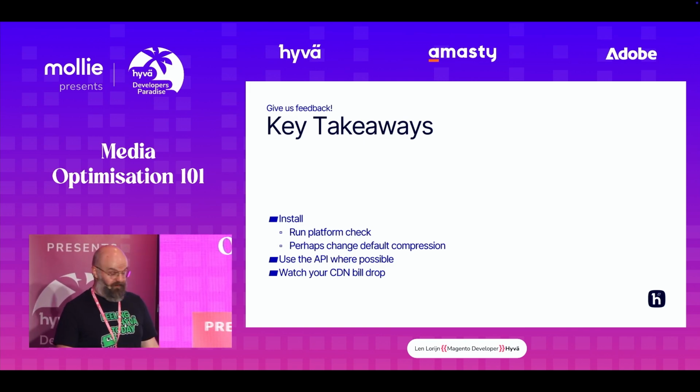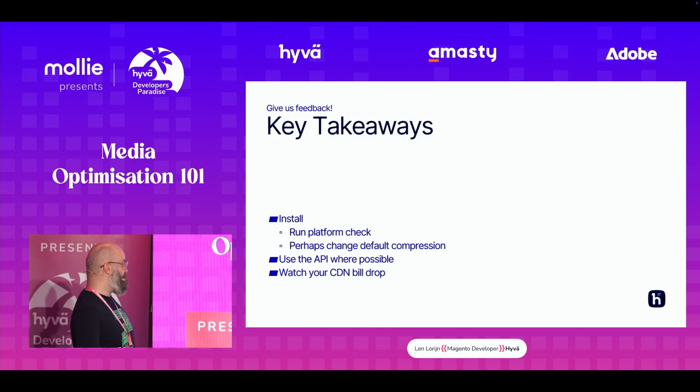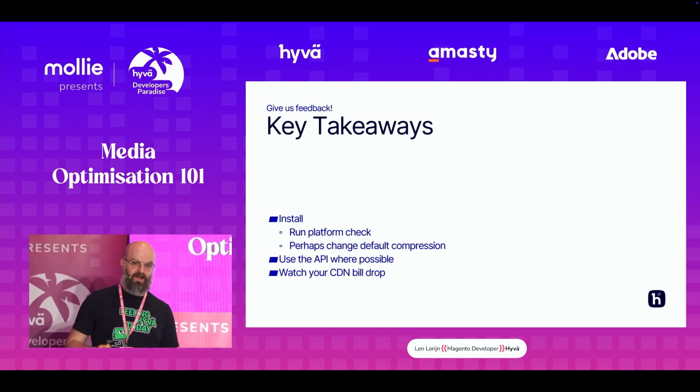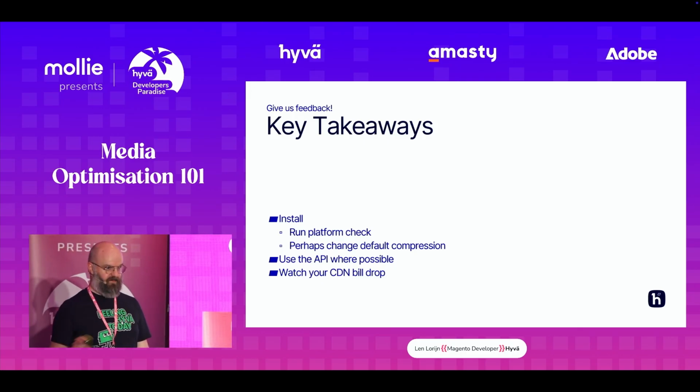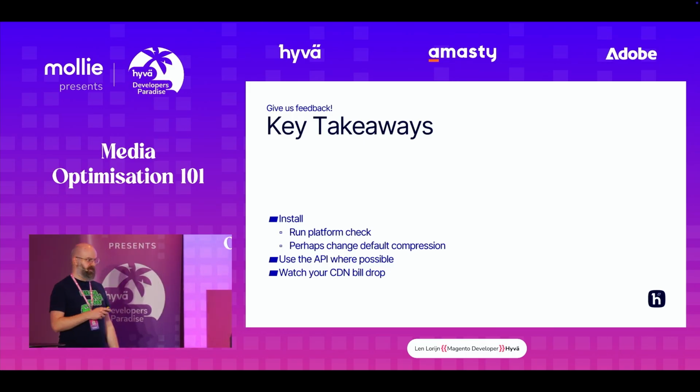So, yeah, I've been flying through this. Key takeaways, if you're installing it, run the platform check. It solves a lot of headaches. It also gives you lots of information to talk to your hoster about on what they need to change, perhaps. Use the API where possible or where you need that extra flexibility. And then hopefully watch your CDN bill drop, because yeah, it can save you loads and loads of data that needs to be transferred.